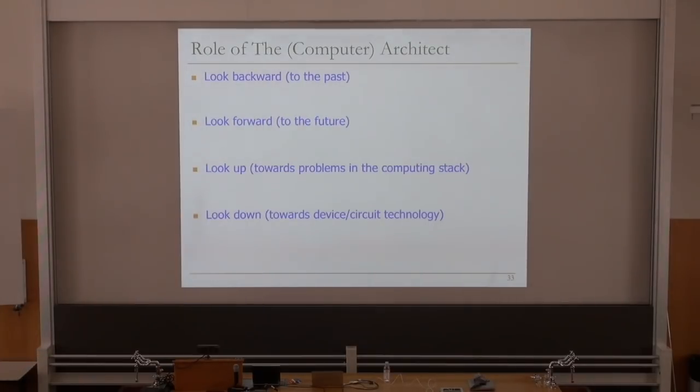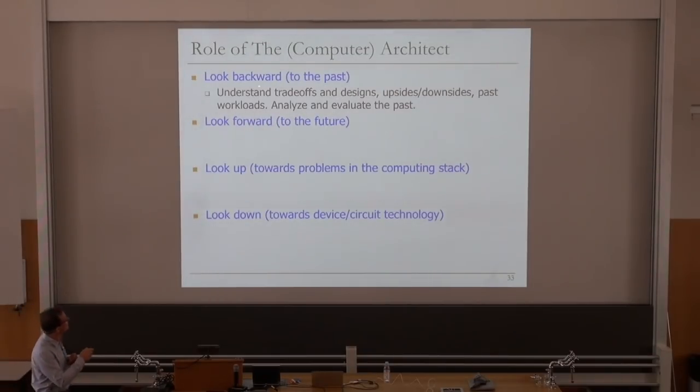You need to understand the past really well so that you don't repeat the mistakes toward the future, and also understand the past so that you can combine things better, right? You can understand the trade-offs and designs, upsides and downsides, past workloads. Basically, analyze and evaluate the past. And this is a really important skill to have for an architect. It's good to do it both from a qualitative perspective. You look at a design and you can evaluate it qualitatively without doing any experiments on it. But it's also very important to do it from a quantitative perspective by doing experiments on that design, right?